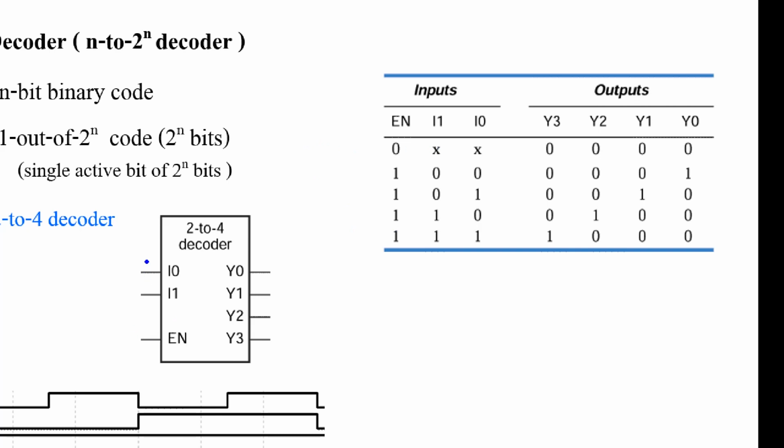There are two inputs, so the output should be 4, right? And this circuit has an enable input. That means when the enable input is 0, enable is not active, right? It's active high, no inversion bubble here. So when enable is 0, the circuit is not active. So outputs Y3, Y2, Y1, Y0, all of these will be 0.